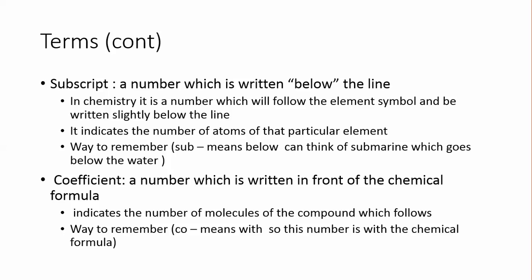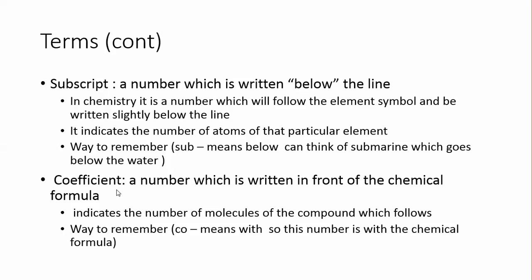Subscript is a number written below the line. In chemistry, this number follows the element symbol and is written slightly below the line. It indicates the number of atoms of that particular element. A way to remember this is sub. Sub means below. You can think of submarine, which goes below the water.